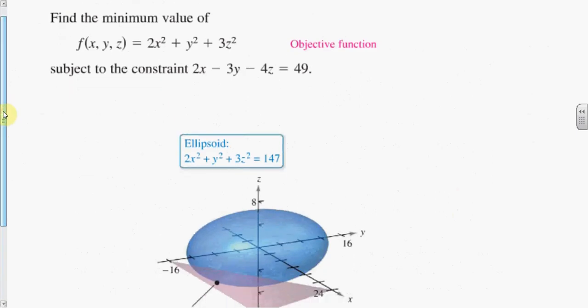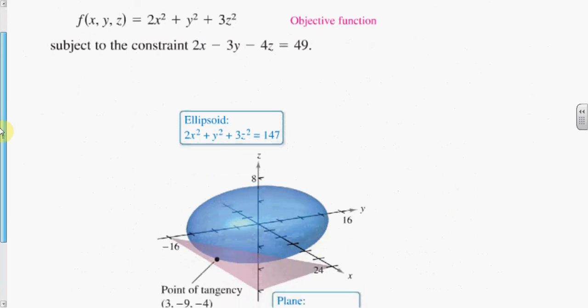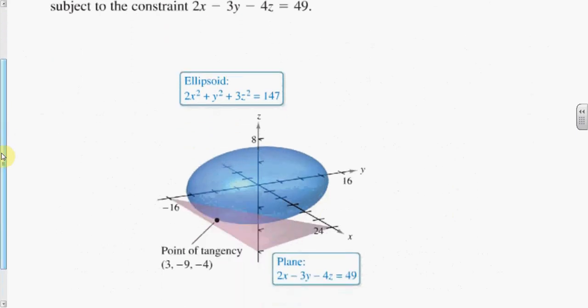Oh, look at this before I give you the first problem. This is a pretty cool idea of what we're trying to do. Find the minimum value of f subject to the constraint. So here we have an ellipsoid, and the constraint is a plane. So he says here, find the minimum value. What he's actually saying is, find the minimum value of this ellipsoid as it intersects with the plane. I'm not concerned about anywhere else on the ellipse other than where the ellipse intersects with this plane. So there, find its minimum.